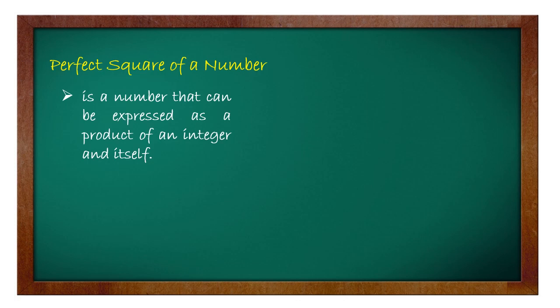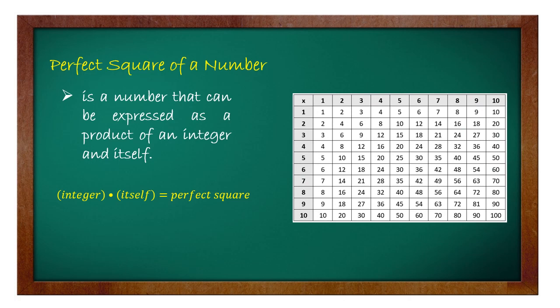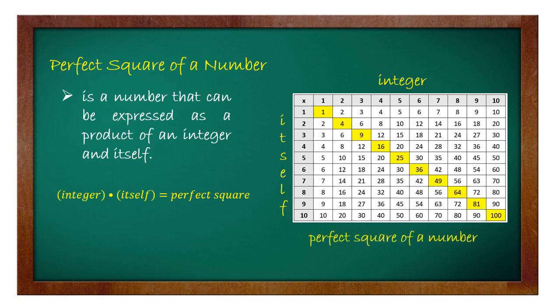It is a number that can be expressed as a product of an integer and itself. Ibig sabihin, pag sinabi nating perfect square of a number, ito yung sagot kapag nag-multiply tayo ng number at saka yung sarili niya. So, sa multiplication table natin, meron tayong integer. So, pag binultiply mo daw yun sa sarili niya, yung pinaka-product natin, yun yung perfect square of a number. So, as you can see, yung naka-highlight natin na 1, 4, 9, 16, 25, and so on.